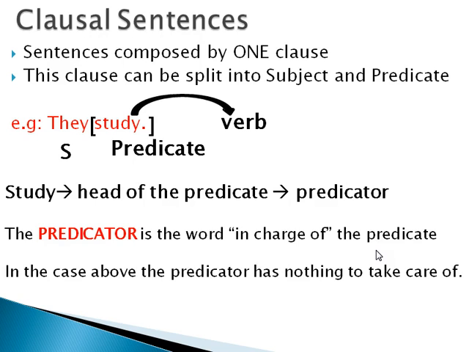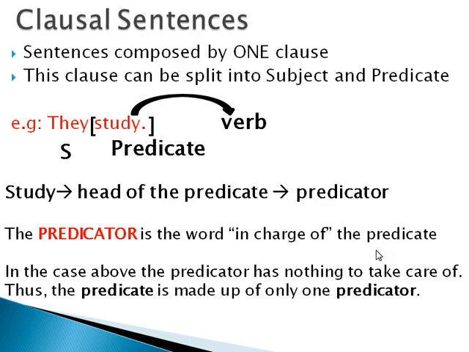In the case above, the predicator has nothing to take care of. The predicator is the only element of the predicate, but that's not always like that. We say then that the predicate is made up of only one predicator, and nothing else. There is no complement, as we are used to. Now if I said they study English, the predicator would still be study. And English is what they study. English is the object. They study English. In this case, the direct object.